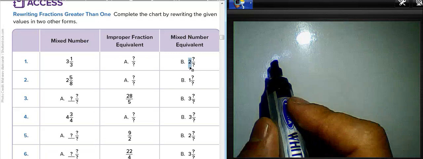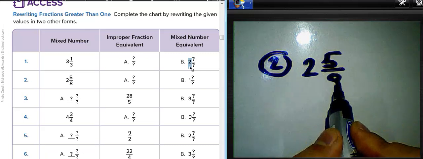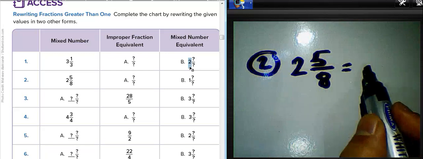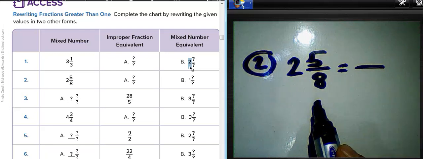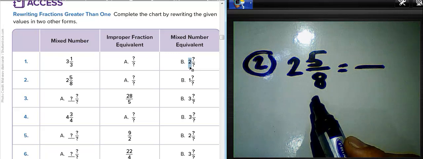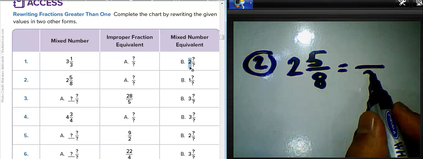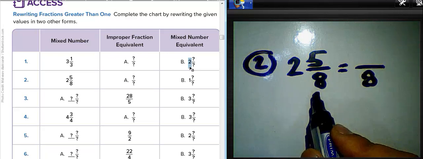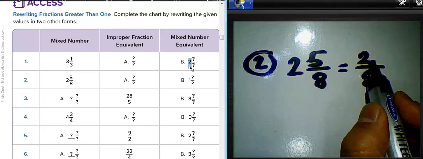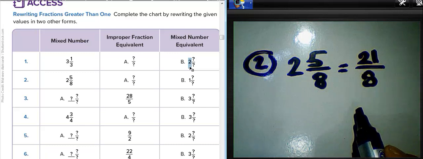Okay, question 10. Look with me at question number 2 here. 2 and 5 over 8. He must convert it. Ask about his example. Convert to improper. He gives us an example of a mixed number. We can convert this mixed number to an improper fraction, right? 8 in the denominator and 2 times 8 equals 16. 16 plus 5 equals 21. So 21 over 8, it's improper.